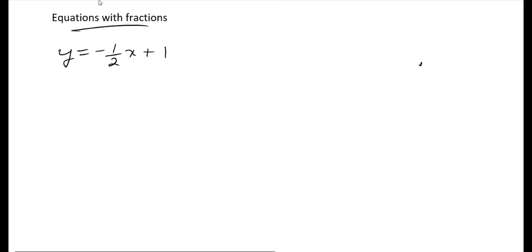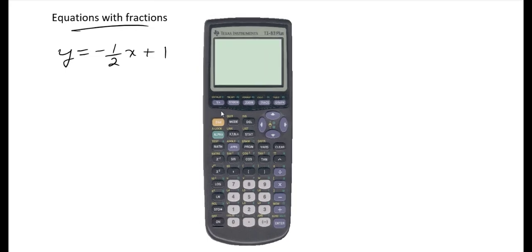Let's go ahead and take out our calculator and talk about making a table of values for this. So I'm going to type the equation negative 1/2 x plus 1 into the calculator. I start with typing negative, then to make a fraction 1/2, you would just use division. So I would use 1 divide 2 and then x plus 1.